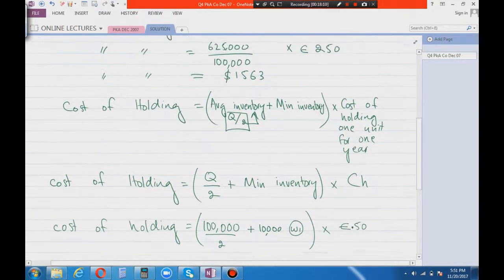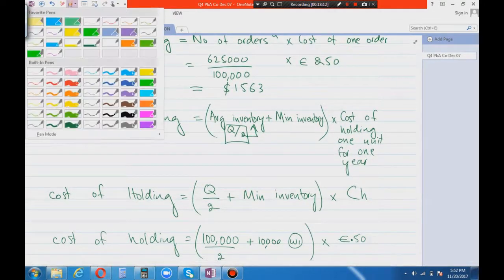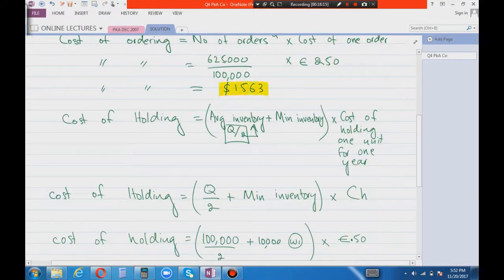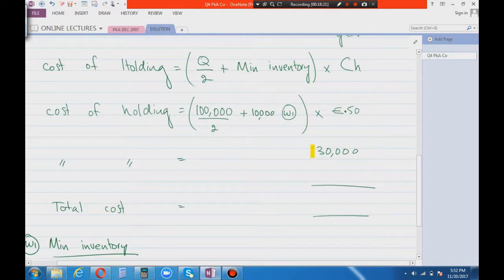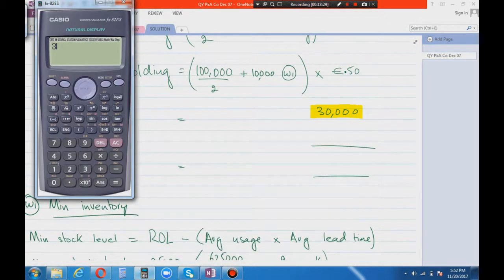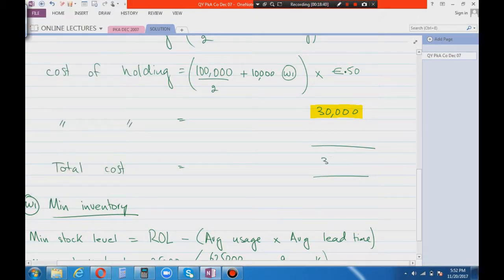So our ordering cost was 1,563 and our holding cost is 30,000, and if you add them together, 30,000 plus 1,563, that would be 31,563. 31,563 euros. Obviously everything is in euros.